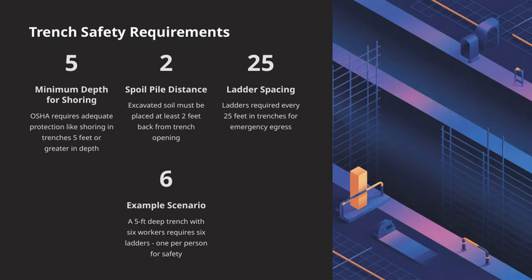Finally, let's look at an example scenario. Imagine a trench that's 5 feet deep with 6 workers inside. According to safety rules, you need to provide 6 ladders, 1 for each worker, to ensure everyone has a safe way to exit quickly if necessary. This highlights the importance of planning and proper equipment placement to protect our team.